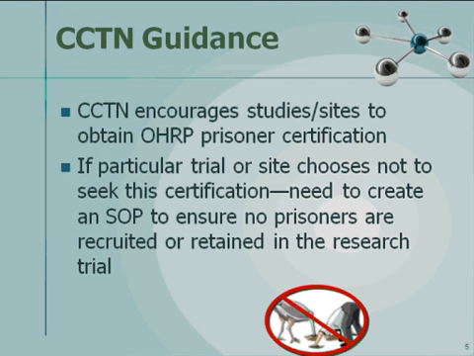So we worked with the CCTN and the sponsor to talk about what the expectations are going forward with prisoner certification, and the CCTN does encourage that all studies and sites obtain OHRP prisoner certification. We'll talk about what that involves and also what it gets you, what the value is of obtaining the certification. To that point, if a particular trial or site chooses not to obtain the certification, they need to create SOPs, and they need to be local SOPs because there's going to be variance across sites and states and regions, to ensure that no prisoners are recruited or retained in research.